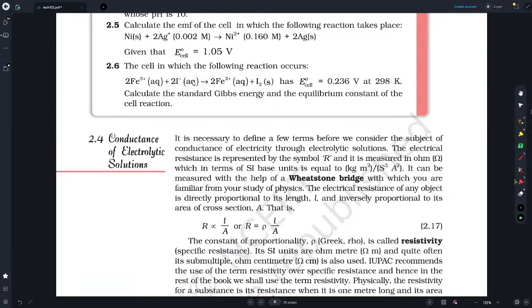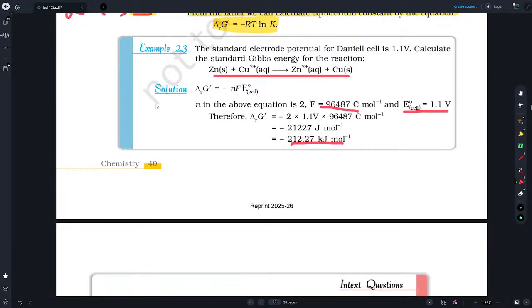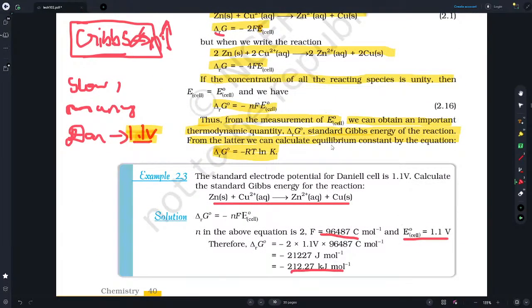The cell in which the following reaction occurs. Calculate the standard Gibbs energy and equilibrium constant of the cell reaction. We can calculate this from this equation.